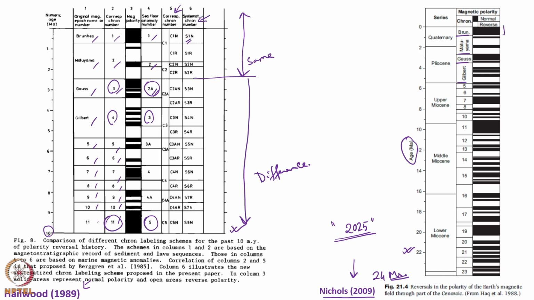Note that Brunhes is entirely normal polarity given by the black box, whereas in the case of Matuyama it is not so. Gauss is mostly normal magnetic polarity given by mostly black rectangles, whereas in Gilbert there are several fluctuations of normal and reverse polarity at quicker intervals.